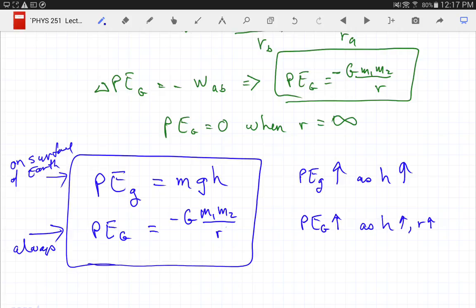And one could say, well, I'm going to use the one that's always true. And you can, if that is your desire. But it will make many problems much harder. So it's just a good, fair approximation on the surface of the Earth to use the upper equation.